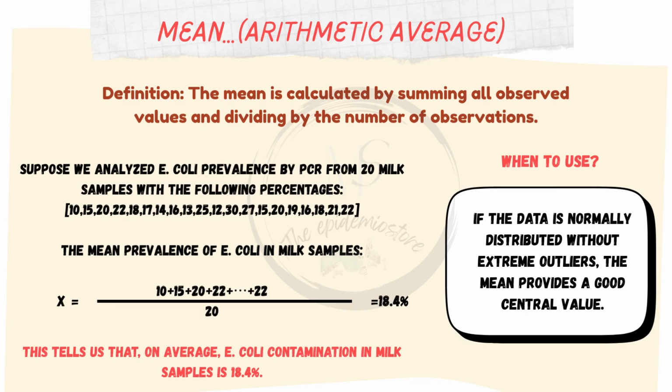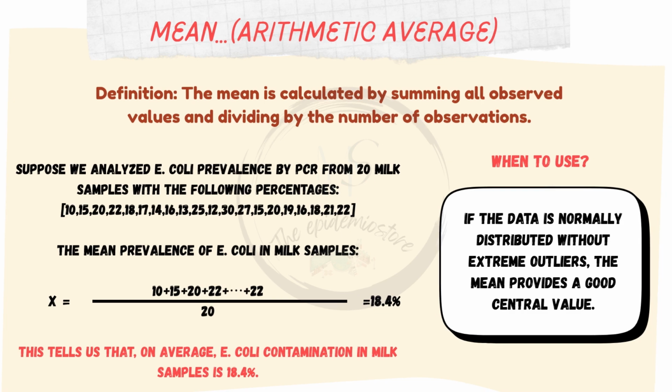Let's see the mean. It is calculated by summing all observed values and dividing by the number of observations. When to use? If the data is normally distributed without extreme outliers, that is, extreme values, the mean provides a good central value. For example, suppose we analyzed E. coli prevalence by PCR from 20 milk samples. The mean would be the average of all these values. In this example, we find that, on average, E. coli contamination in milk samples is 18.4%.